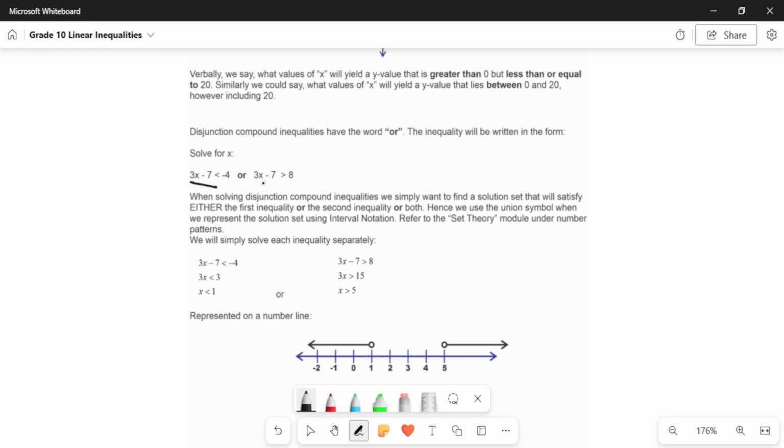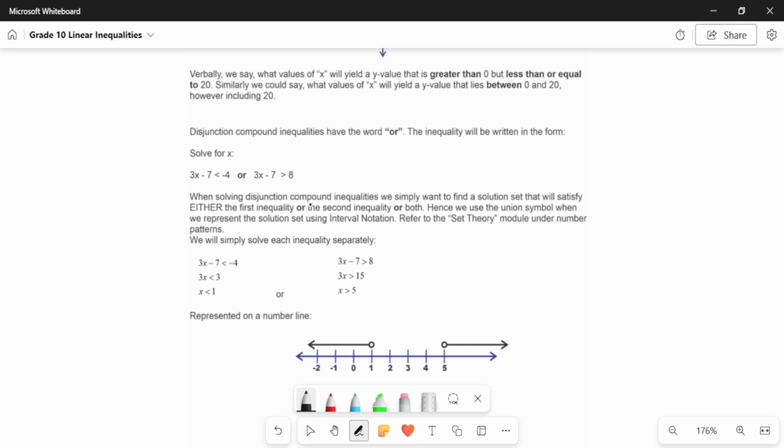So solve for this, solve for that, and whatever answers you get, you just write them down. It's a very simple idea, but you're just trying to find out what x values will satisfy this, or both. The word or is very important, because it means the x must satisfy either this, or both. Very important when we get to probability.